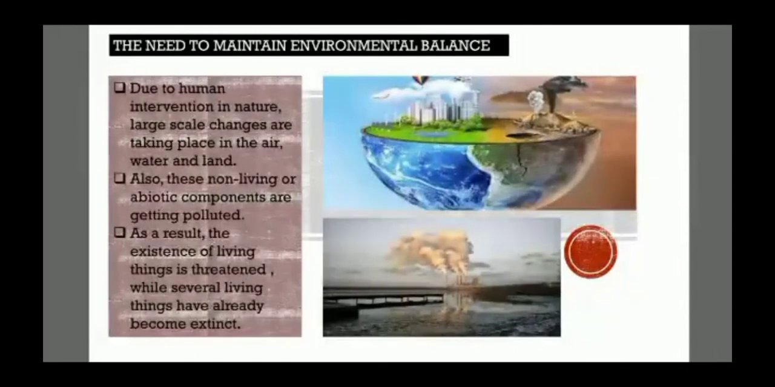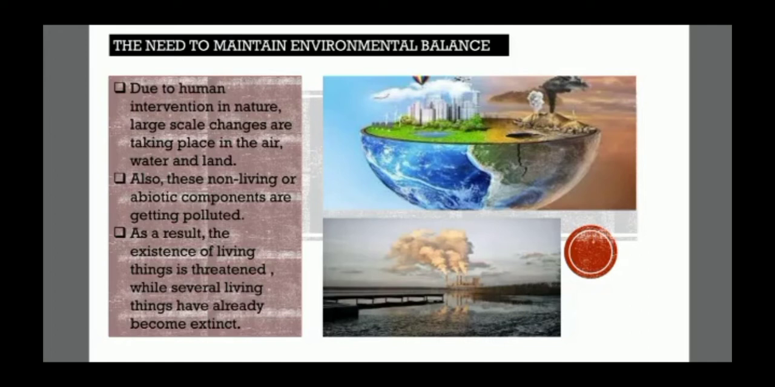Let's see the need to maintain environmental balance. Due to human intervention in nature, large scale changes are taking place in the air, water, and land. Also, these non living or abiotic components are getting polluted. As a result, the existence of living things is threatened, while several living things have already become extinct. If one factor of the environment is damaged, its relationship with other factors also gets affected and environmental balance is disturbed.